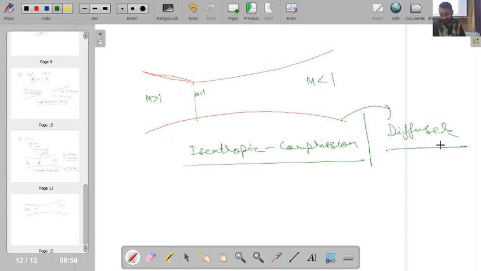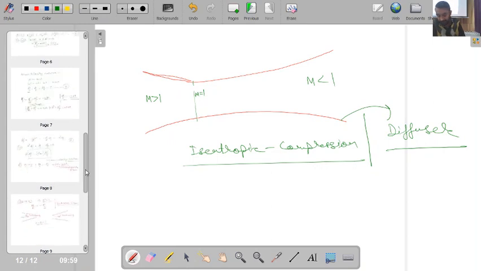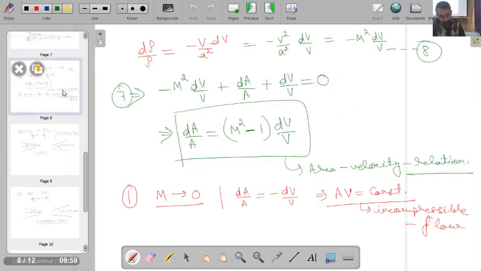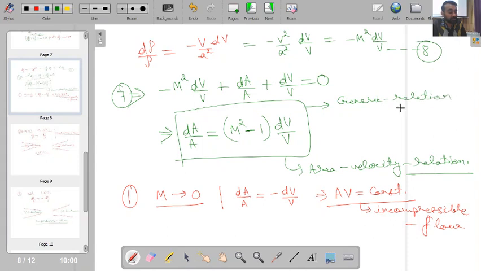Now an important point is that this area velocity relation, whatever we have seen over here, is a very generic relation at the moment. Why is it a generic relation? Because till now we have not imposed any condition of a calorically perfect gas. So this relation at the moment is applicable for calorically perfect gas, thermally perfect gas, reacting gas. For any type of gas it is applicable, because at this point I have not imposed any condition.